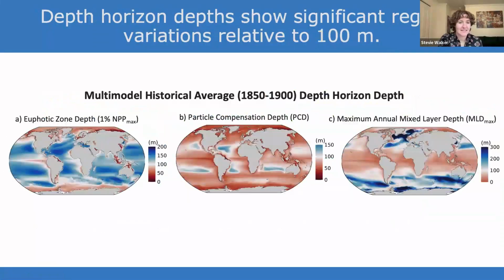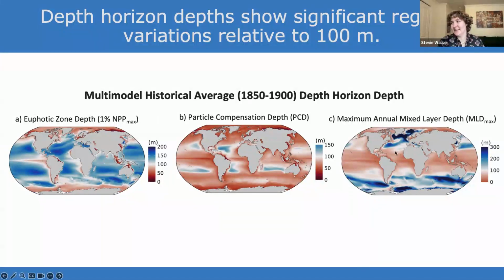So now let's get into some of the results. Here are global maps of multi-model average depth horizon depth in historical climatology. And the color bars here are all relative to 100 meters. So the blue areas are where the depth horizon depth is deeper than 100 meters, red being where it's shallower than 100 meters. And you can really see a lot of interesting regional patterns pop up.